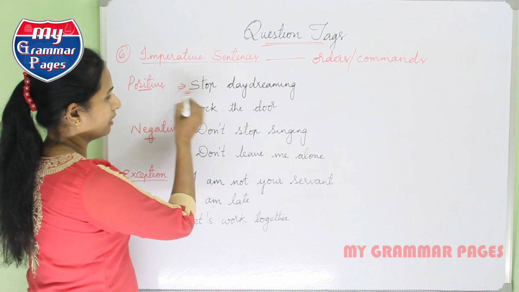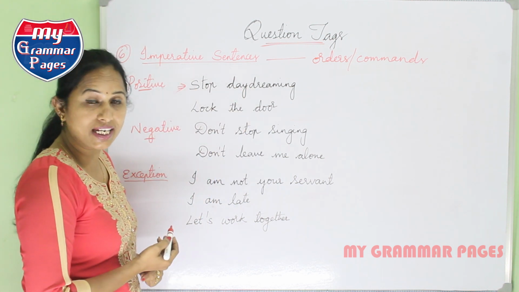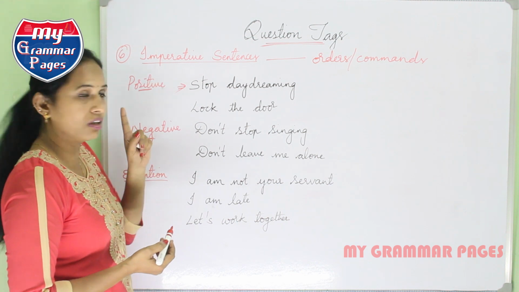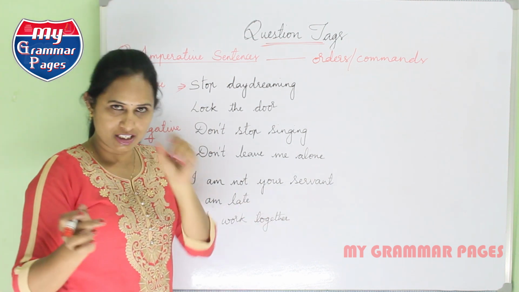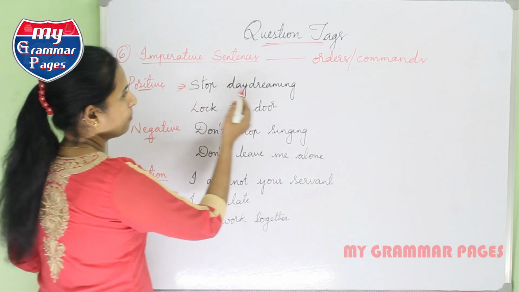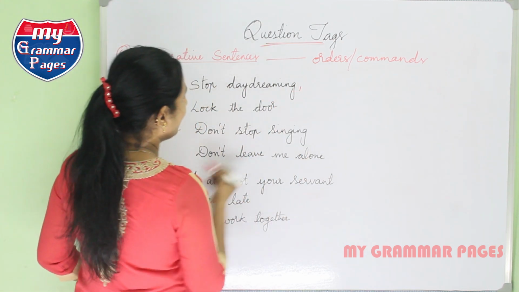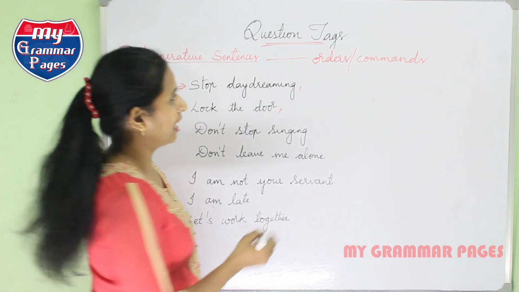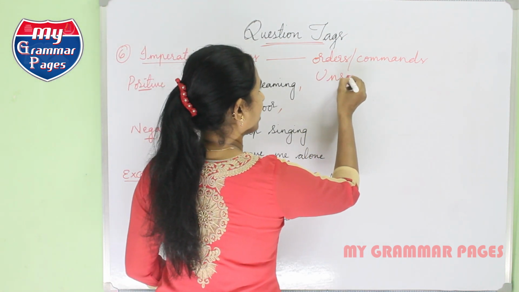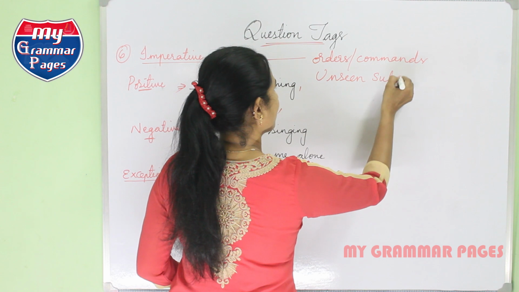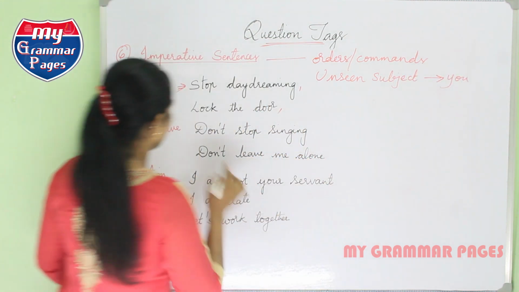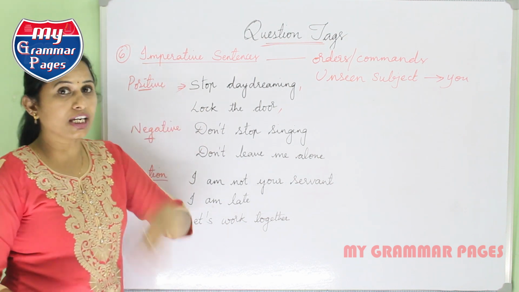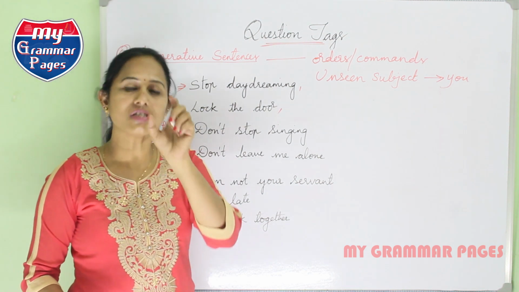Just see the positive one. Stop daydreaming. Why is it considered the positive one? Because there is no addition of no, never, not, such kind of words. So stop daydreaming. For that, you all know that the unseen subject in the imperative sentences will always be you. So there is no subject here, but we need to imagine that the unseen subject is you.